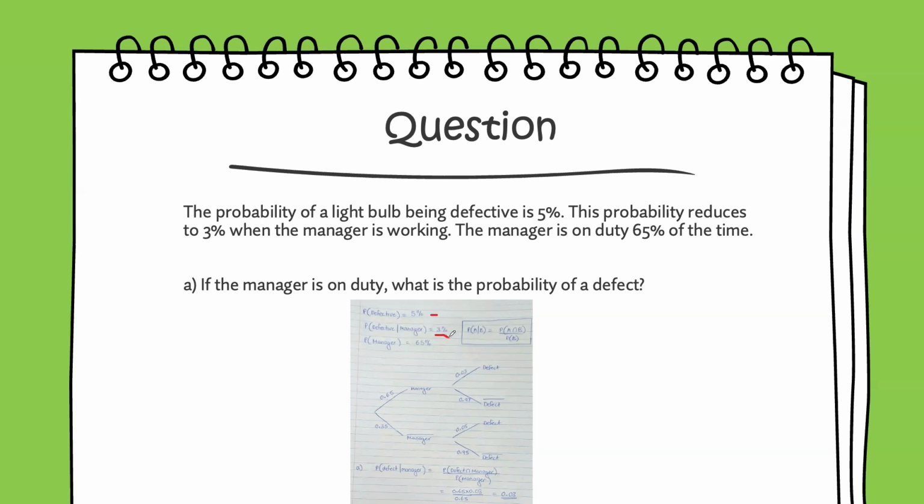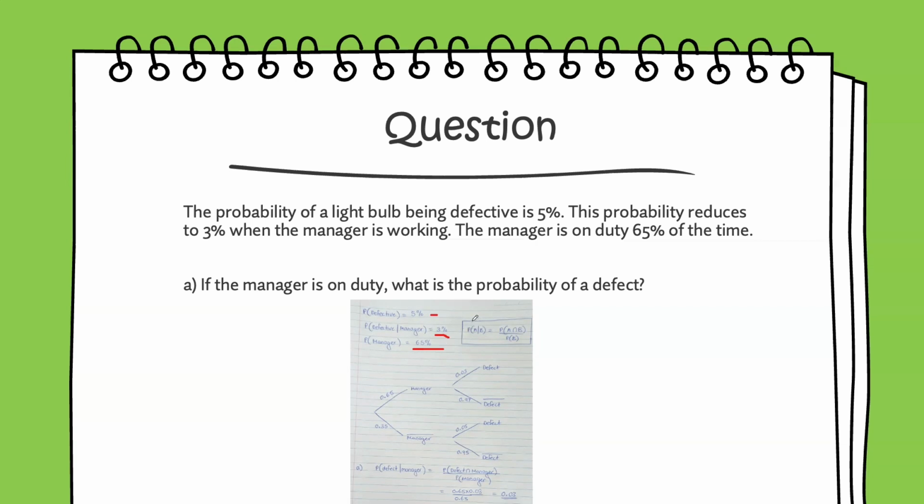And if you think about it logically, that makes sense, right? If the manager is there, people are probably going to be more careful, working a bit harder, so the likelihood of a mistake is going to be a bit less. So that's the probability of a light bulb being defective, given that we have a manager on duty. And the manager's on duty 65% of the time, so the probability of there being a manager is also 65%.